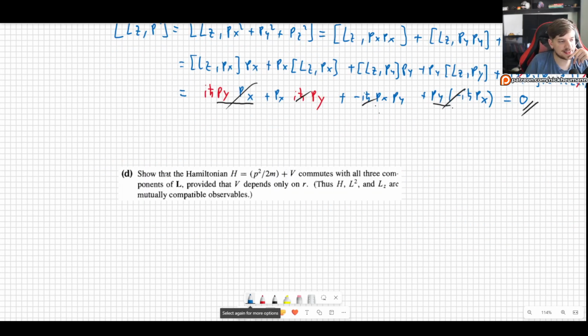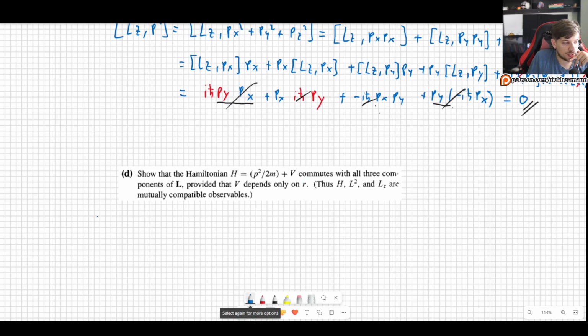Okay, so part D says this. It says, show that the Hamiltonian given by p squared over 2m plus V commutes with all three components of L, provided that the potential depends only on r. That means that the Hamiltonian, L squared and Lz are mutually compatible observables. Okay, so let's prove that.